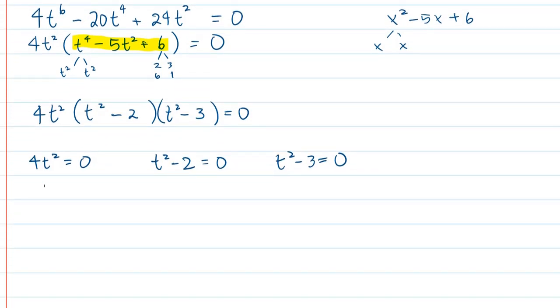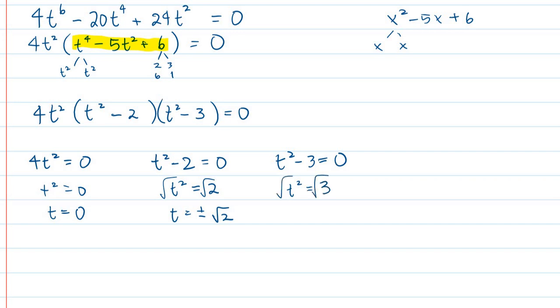Here, if I divide by 4 on both sides, I still get t squared equals 0. Square root both sides, I still get t equals 0. I'm going to subtract 2, so I get t squared equals 2. And then I square root both sides, and I get t equals plus or minus the square root of 2. I'm going to subtract 3 to get t squared equals 3, square root both sides, and I get t equals plus or minus the square root of 3.